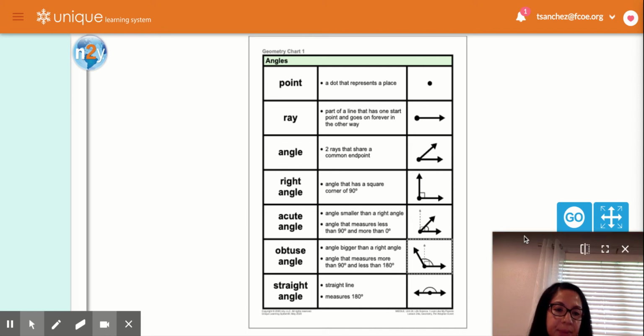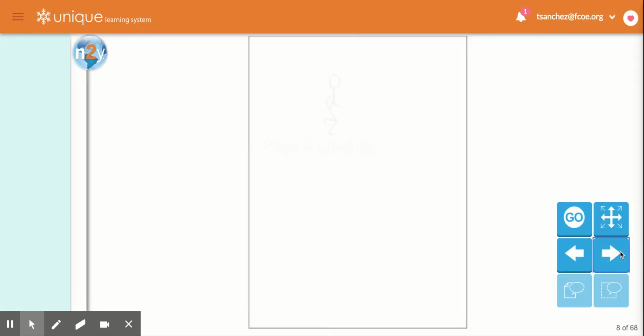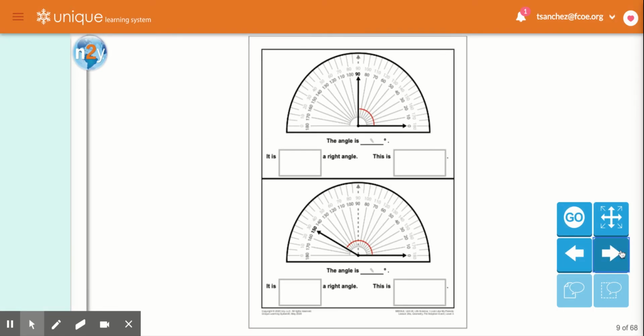Okay, so I'm going to move the camera so we can do the page. We'll see if we have time for one or two pages. Let's look at this first angle. This is called a protractor. It's like a ruler for angles.